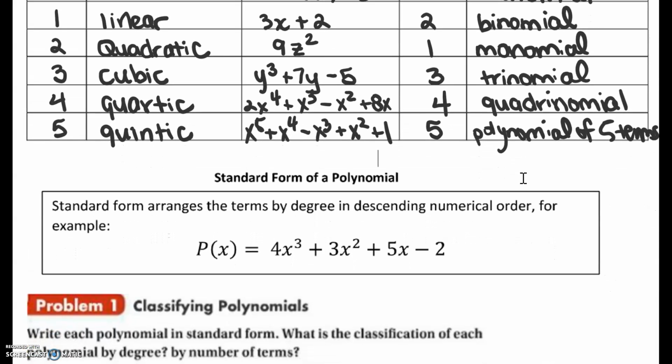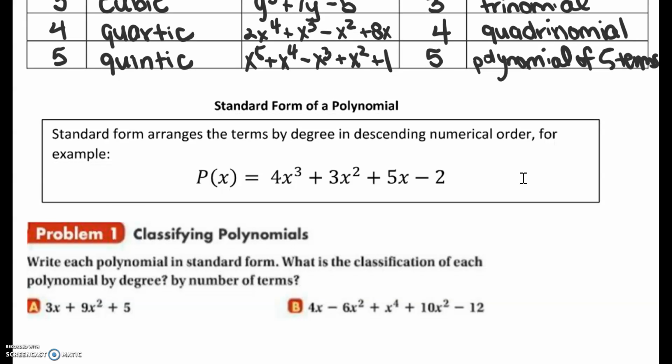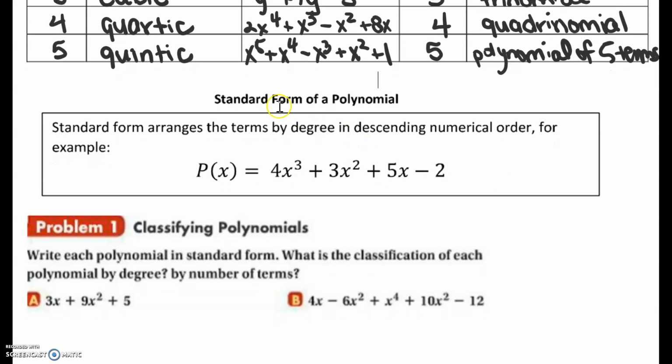If we are given a polynomial, we're going to want to put it in standard form before we classify it. And what we mean by standard form is that we're going to arrange the terms by degree in descending order. So that means that we have the highest degree first, and then we go all the way down until we get to the lowest degree.